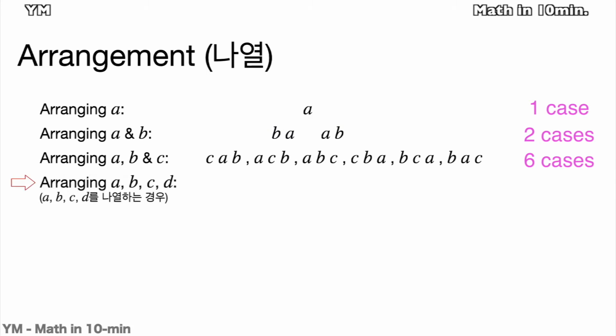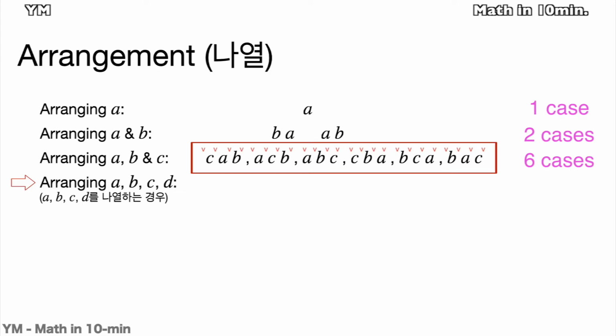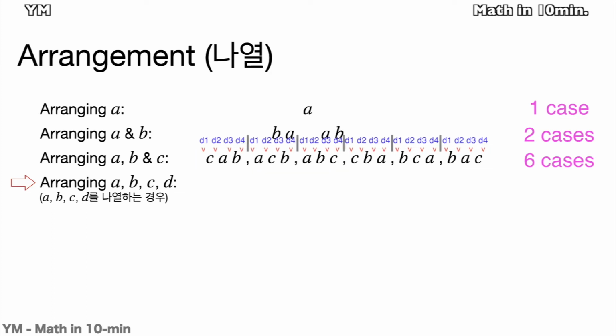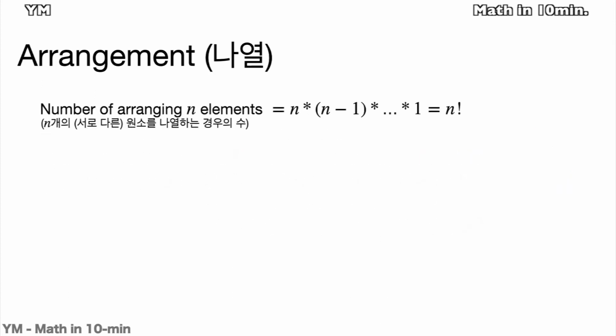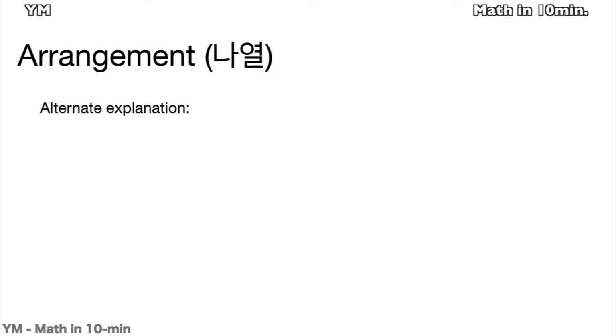Then how about 4 characters A, B, C, and D? From each of the previous arrangements of 3 characters, D can be placed in 4 places. Then there will be 24 cases in total, multiplying 4 from the previous case. So you can easily see that the number of arranging n distinct elements is the multiplication from 1 to n, which is n factorial. Let me show you another way to approach the arrangement.